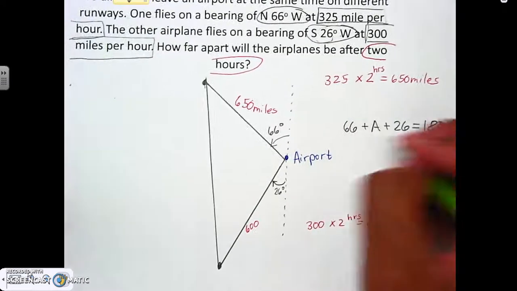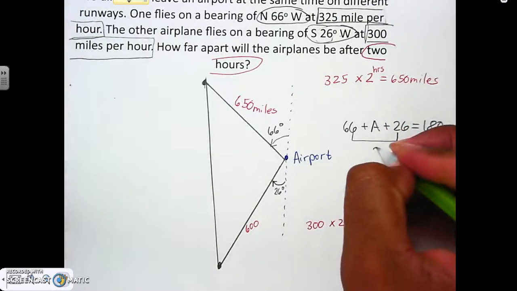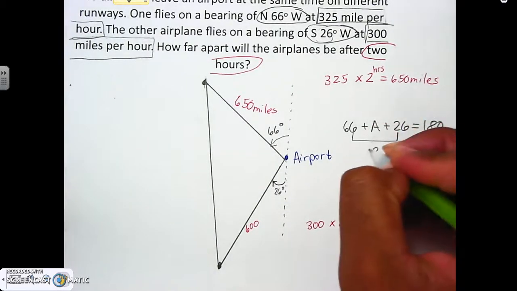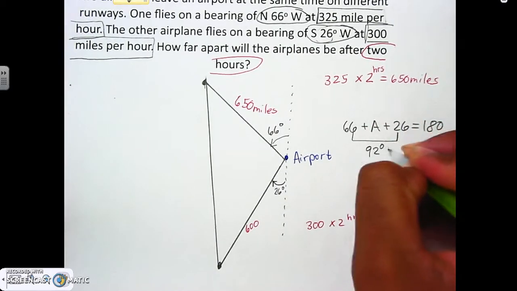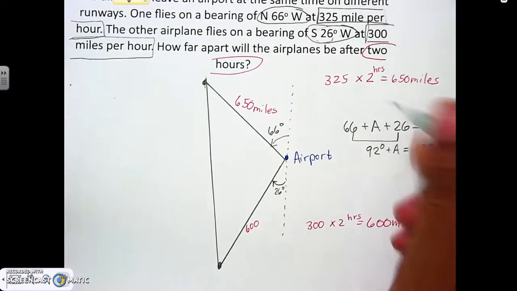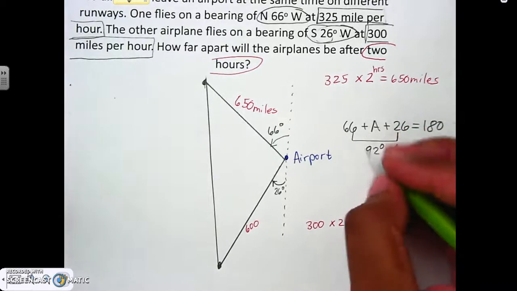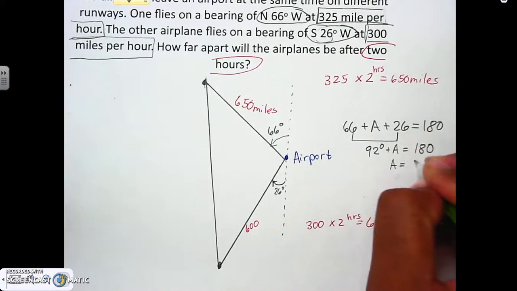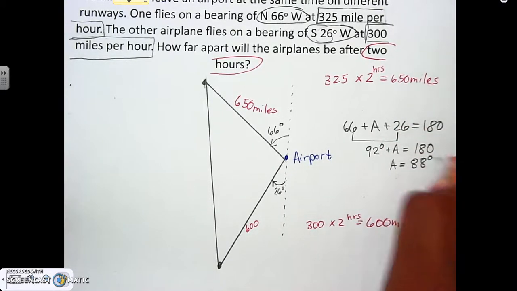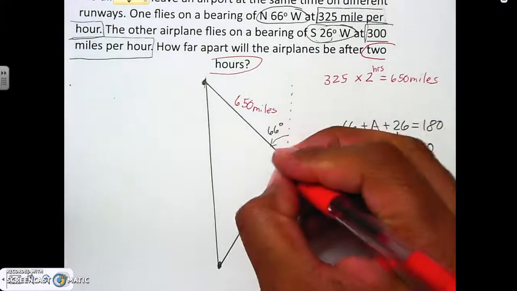So let's combine these two again, like we've been doing. That's 66 plus 26, so that's 92 degrees plus A. Then if you subtract 92 from 180, what do we get? About 88 degrees. So inside, our angle is 88 degrees.